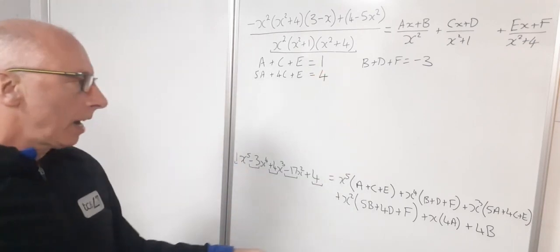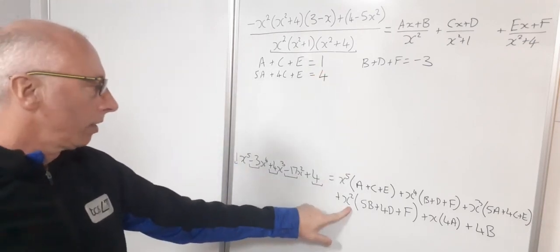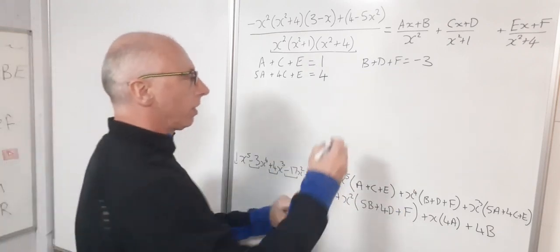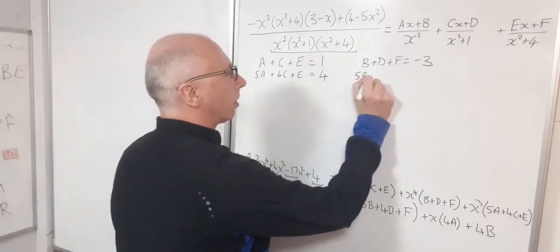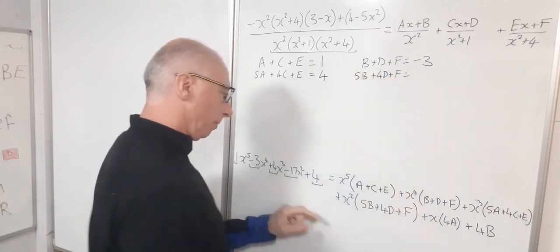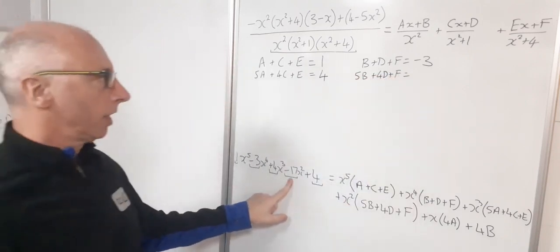Okay, now x squared. So this one here, b, d and f. So I'll write them out on this side. So 5b plus 4d plus f should equal minus 17.